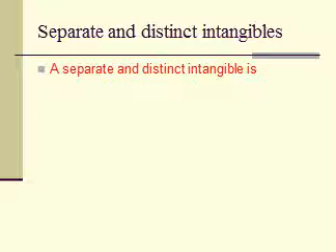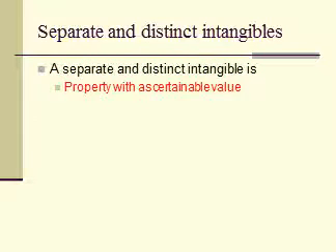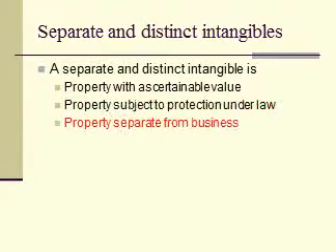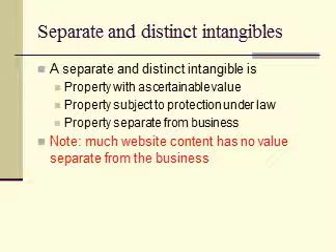Under the regulations, a separate and distinct intangible is a property interest of ascertainable and measurable value in money's worth, that is subject to protection under applicable state, federal, or foreign law, the possession and control of which is intrinsically capable of being sold, transferred, or pledged separate and apart from the trade or business. Note that much website content, which is ordinarily copyrighted material, would not meet this definition primarily because the content has no real value separate and apart from the trade or business.